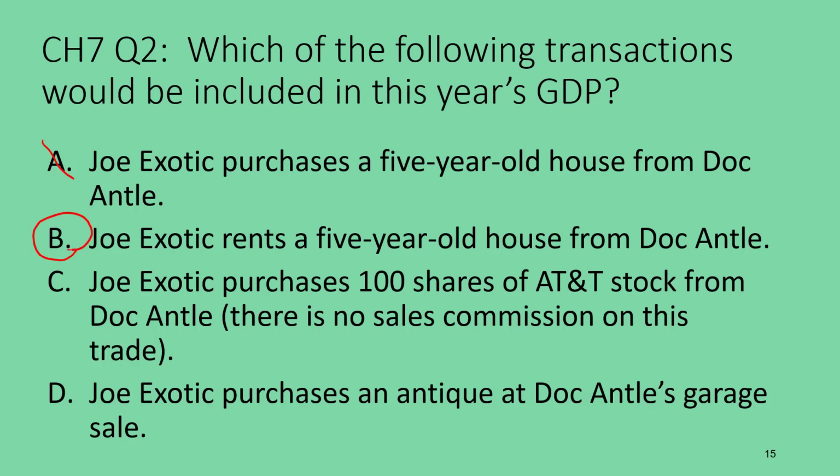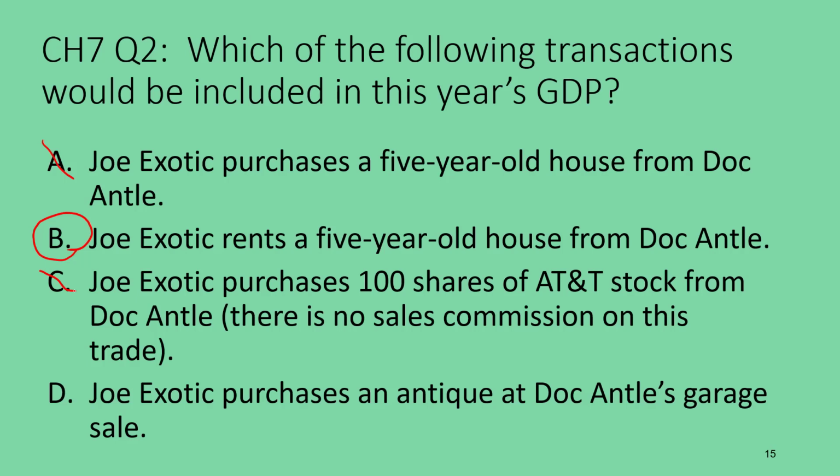Just looking at C here, Joe Exotic purchasing 100 shares of AT&T stock from Doc Antle. Again, that is a financial transaction where nothing is being produced, especially if there's no sales commission on this trade. So that would not be included in GDP. Now, if I told you that Doc Antle collected, say, a $10 sales commission on the trade, then again, the value of that $10, only that sales commission, which is a service being performed in this period, only that would be included into this period's GDP.